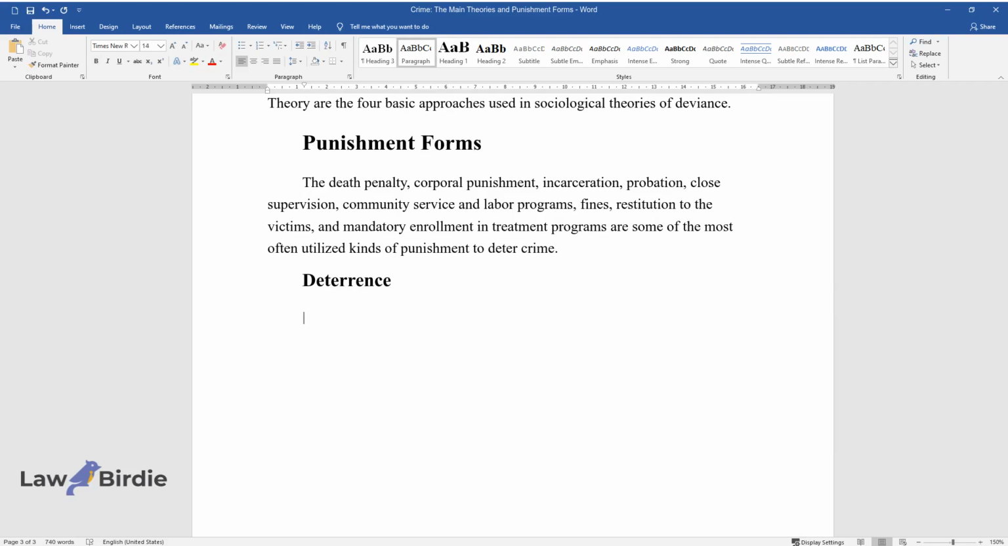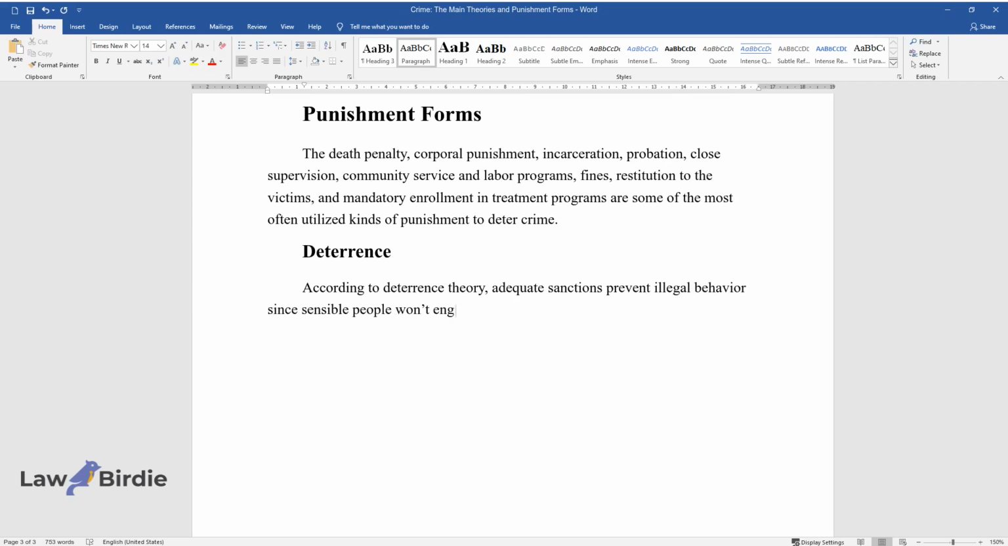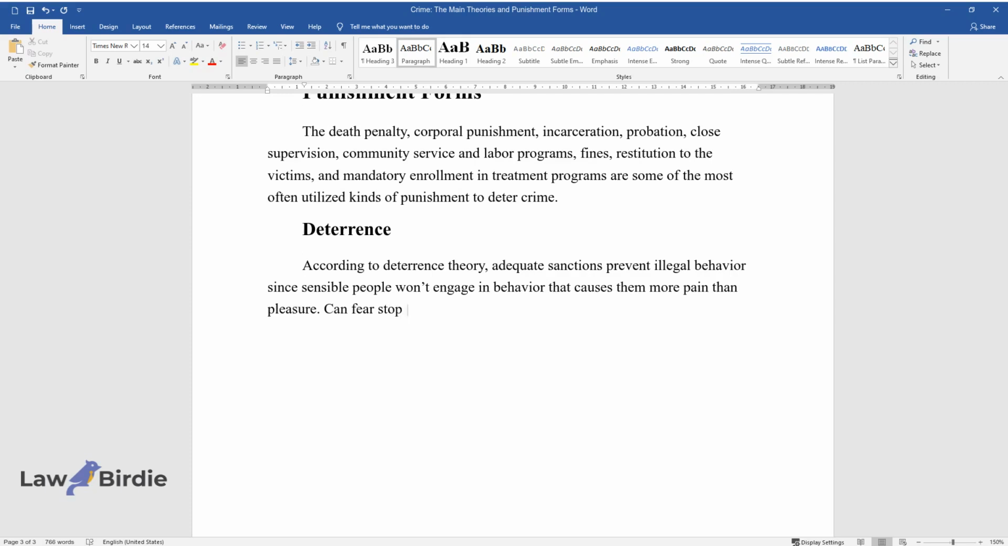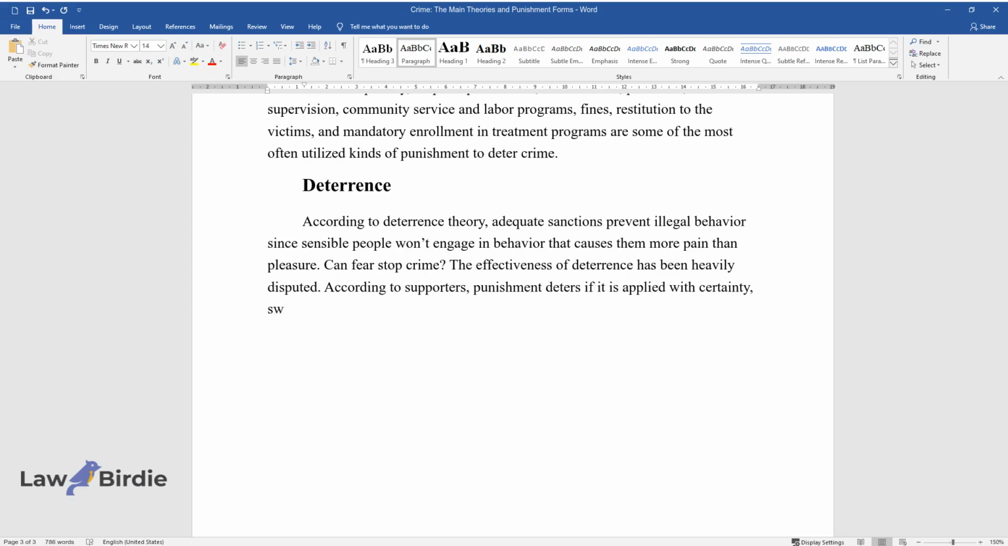Deterrence. According to deterrence theory, adequate sanctions prevent illegal behavior since sensible people won't engage in behavior that causes them more pain than pleasure. Can fear stop crime? The effectiveness of deterrence has been heavily disputed. According to supporters, punishment deters if it is applied with certainty, swiftness, and severity.